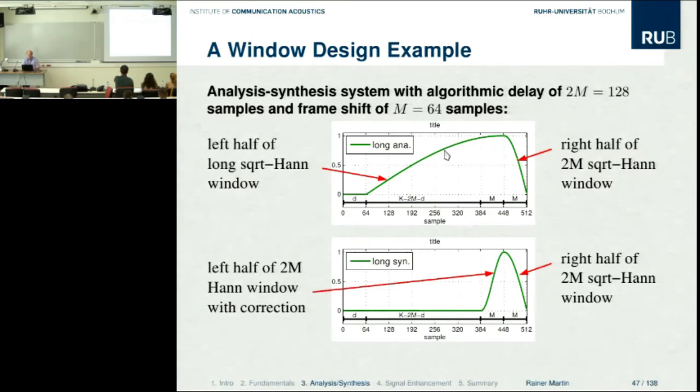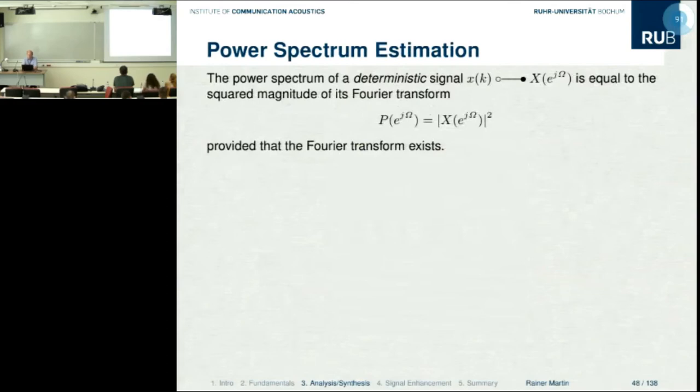That doesn't matter anyhow. Okay, so that's the design rule for one pair of these windows, which gives you already some decent performance. But if you really want to use it in a hearing aid, you need to optimize them numerically in the end, in order to get really the stopband performance and all that.